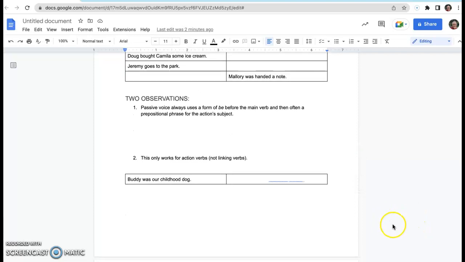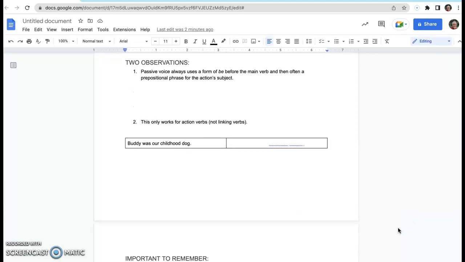Last observation here. Changing the active voice into the passive voice only works with action verbs, okay? Now, if I were to use a form of be as the main verb by itself here, Buddy was our childhood dog, I can't exactly turn this into passive voice. If I did, it would look really awkward. Our childhood dog was being Buddy. Yeah, it doesn't really work, okay? And so just keep in mind that changing the active to passive voice really only works with action verbs.